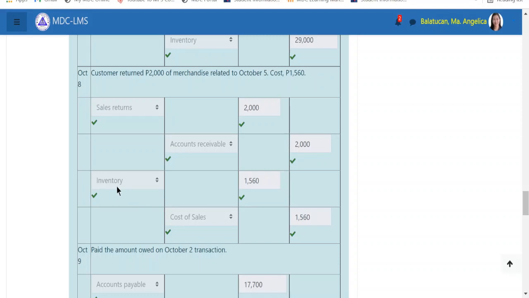We debit inventory because the value received from our customer is the inventory, and we credit cost of sales to reduce the cost of sales because the sale was not pursued, or wala na siya na continue. It was not fully completed in terms of the 1,560 cost of goods. So wala siya gidayon. And wala gidayon because it was returned. Okay? So therefore, ang ato ang cost, the cost of the sales of goods would be reduced by 1,560.